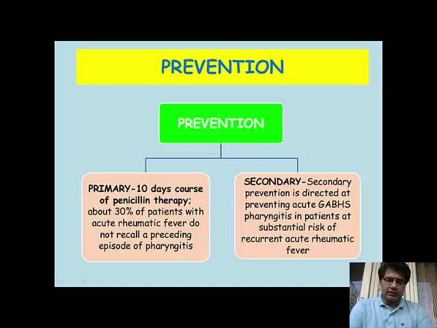Do not neglect it, particularly in children, because it can go on to develop acute rheumatic fever or rheumatic heart disease as well. Secondary prevention, when there is substantial risk of recurrent acute rheumatic fever, so you have to prevent it. Or if there has already been heart damage, you will have to prevent it by taking regular courses of penicillin. It is not to treat but to prevent. Okay.